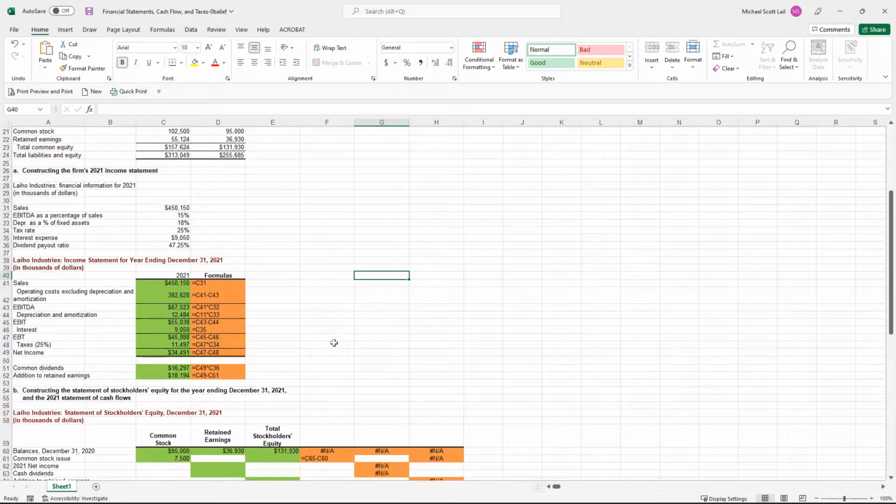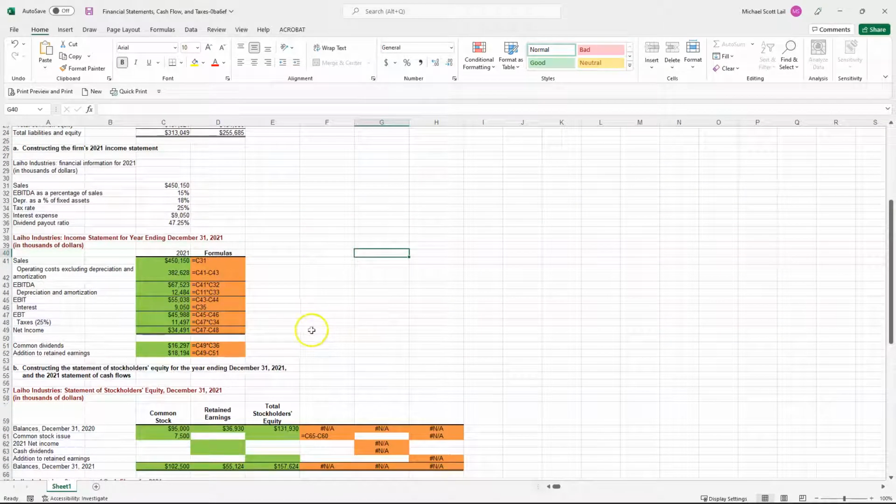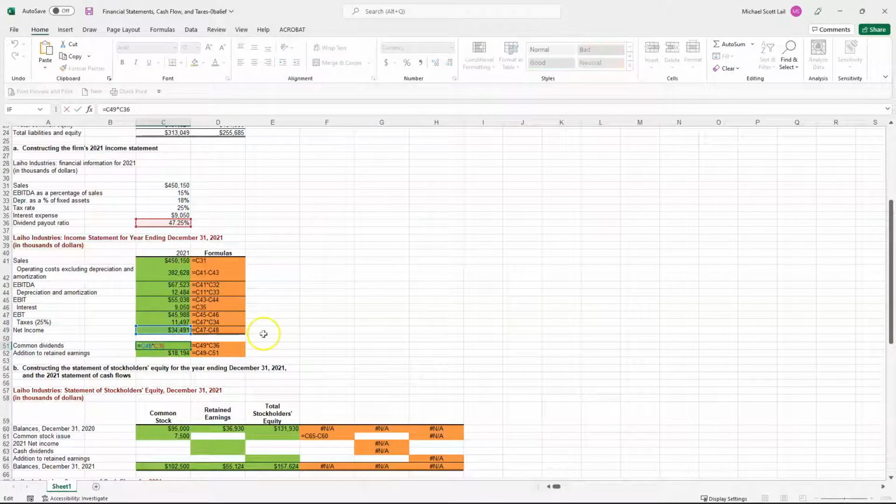So that's really one of the keys, is filling it in here. And then my common dividends, right? So we know net income is 34,491. Well, my dividend percentage, part of that's going to be paid out to my shareholders. So I'm going to take this amount and multiply it by the 47.25% that goes out to my shareholders, right?